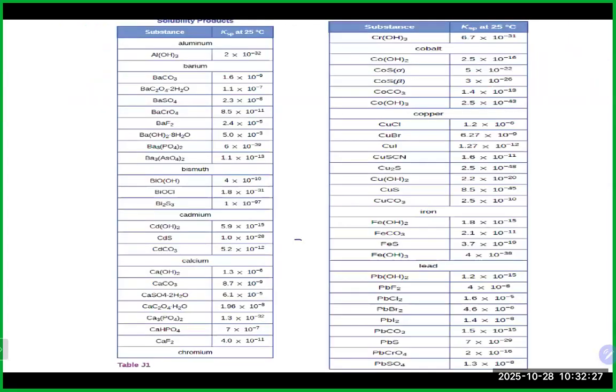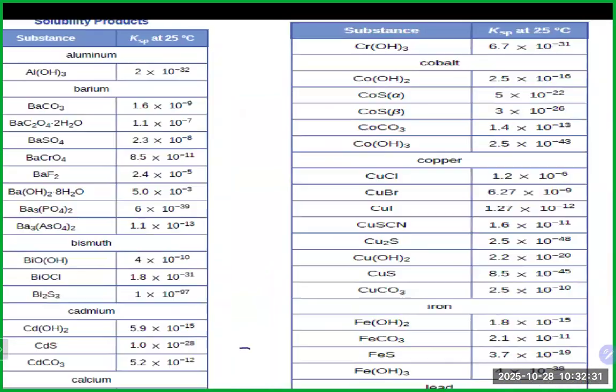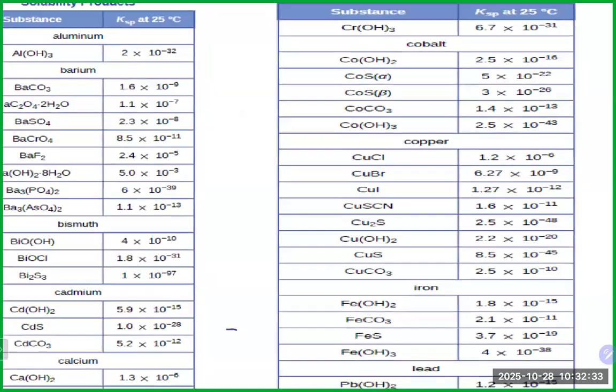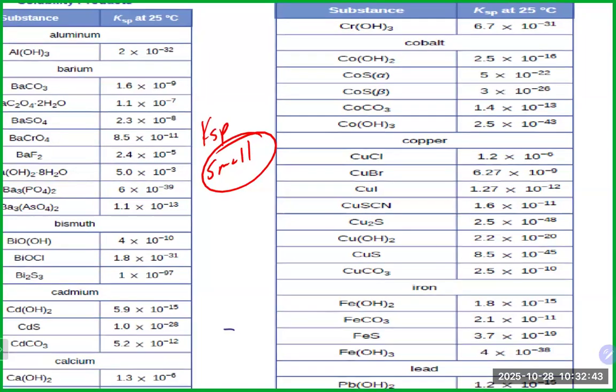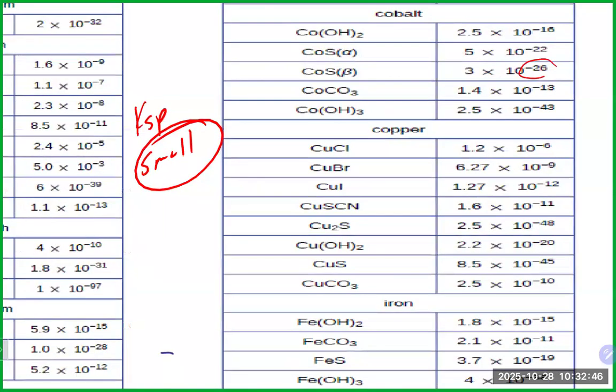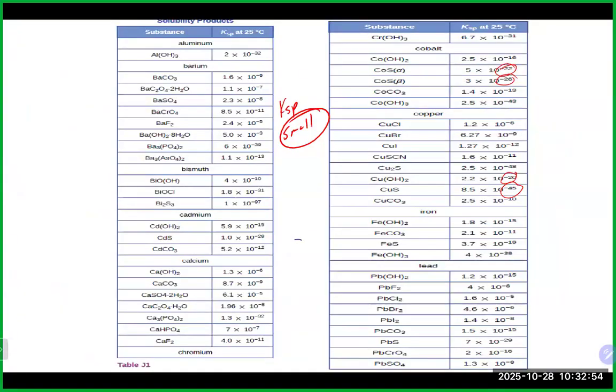Now, these are some KSP values from your book. One of the things that you will see in KSP values is that they are typically very small. For example, if we pick some out here, 10 to the minus 26, minus 22, minus 20, minus 45. So these are very, very small values.